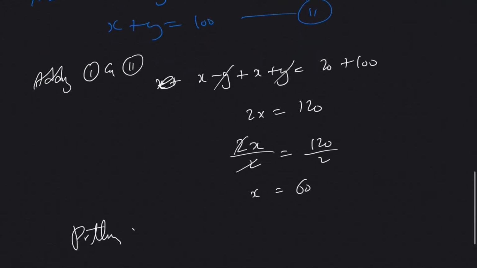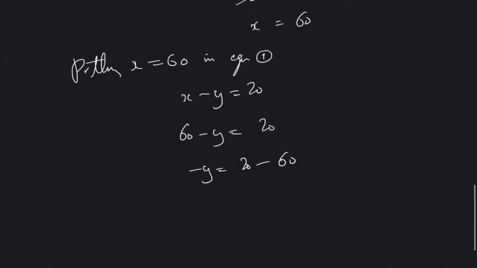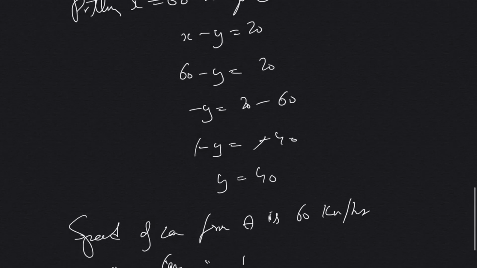So let's quickly put x equal to 60 in any one equation. In equation 1, x minus y equal to 20, 60 minus y equal to 20. So minus y equal to 20 minus 60, minus y equal to minus 40, so y equal to 40. So the speed of the car from A is 60 kilometers per hour and the speed of the car from B is 40 kilometers per hour.